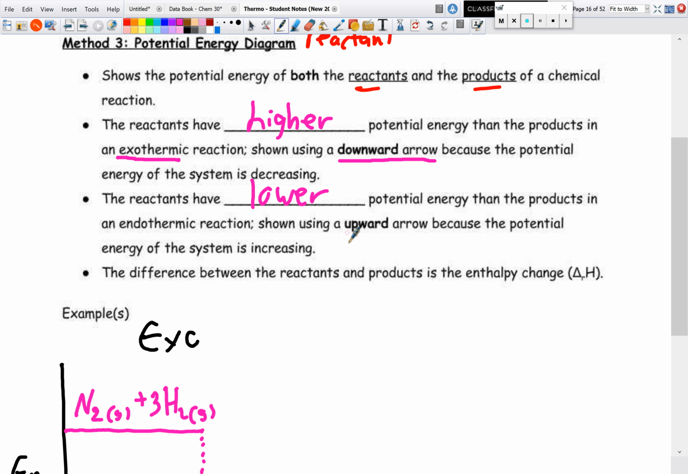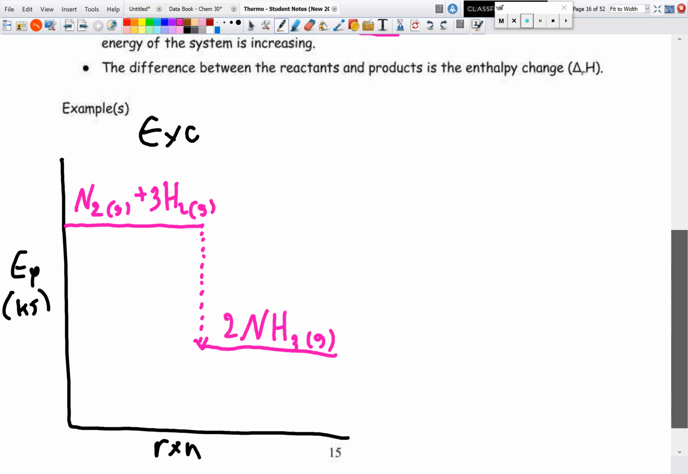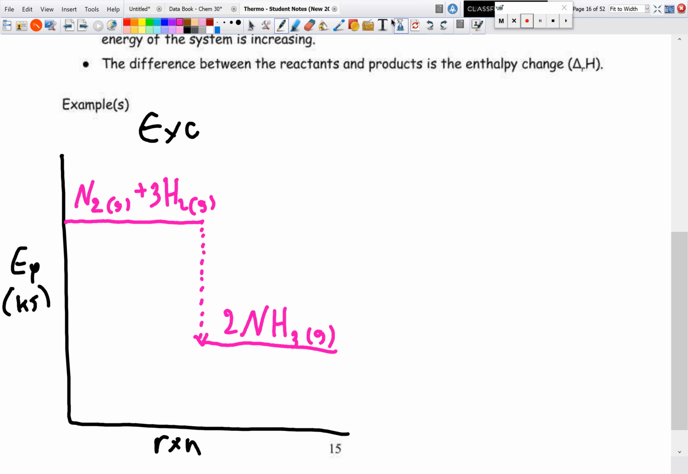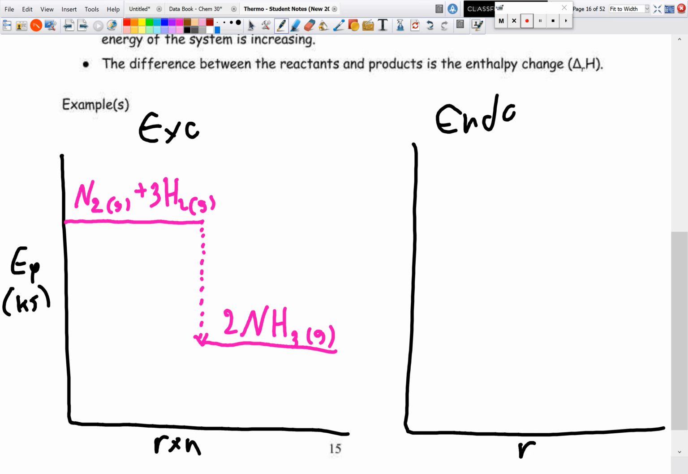So we're going to use an upward arrow because the potential energy of the system is increasing. So obviously, if we're adding energy to it, then the potential energy when we're done should be higher. So for our endothermic reactions, we're still going to have a graph, reaction on the bottom, potential energy on the side, normally in kilojoules.